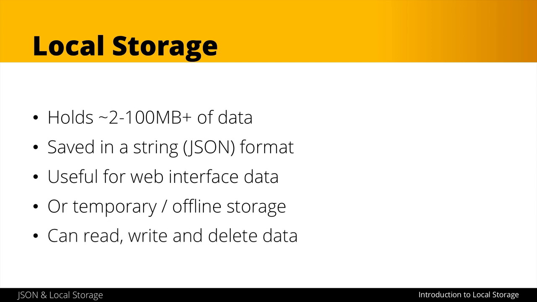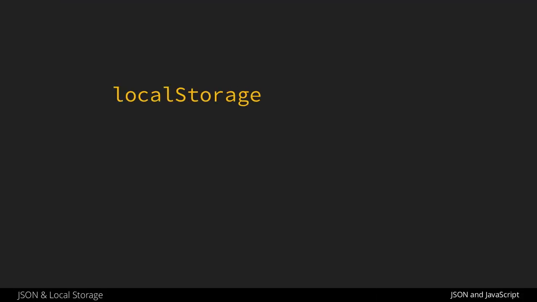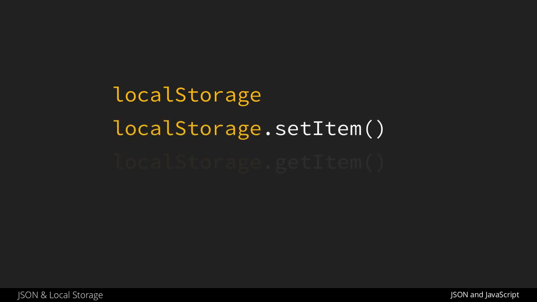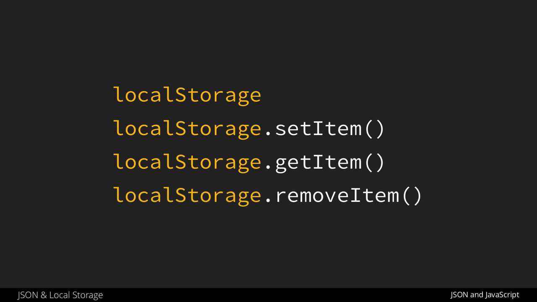In using JavaScript with local storage, we have the ability to read, write, and delete data from local storage. By default, when working with JavaScript, we have a local storage object. This will let us set items, get items, and remove items. You can see here that when something is saved into local storage, it is referred to as an item.